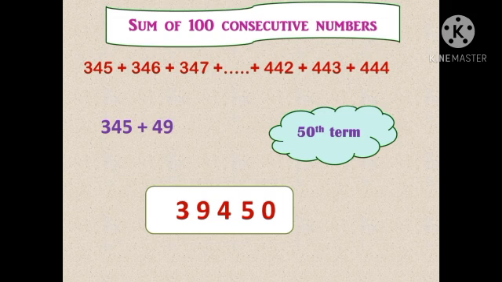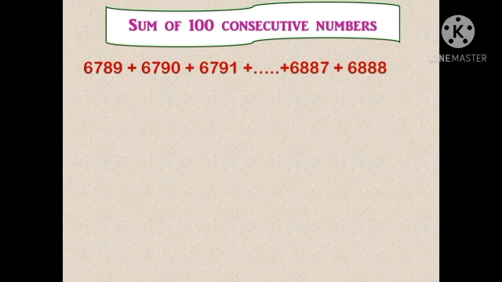39,450. So while solving the addition of 100 consecutive numbers, in order to find the 50th term, we can add the first term with 49. Next, insert another 50 at the end. Then we will get the final answer. So we can solve another problem of this type. So here is one question. The question is 6789 plus 6790 up to 6888.